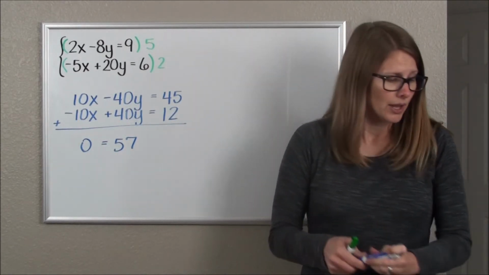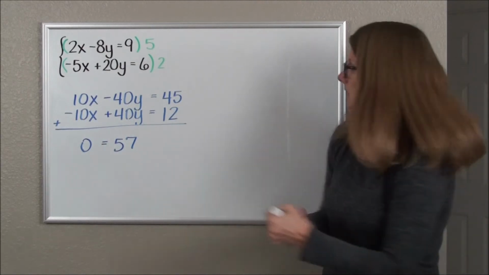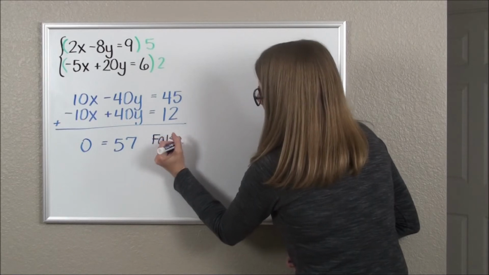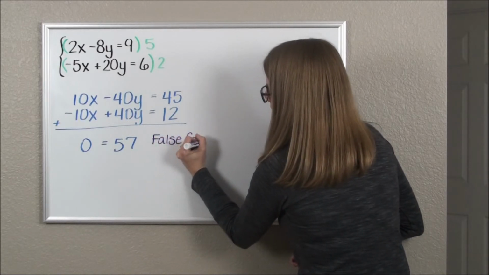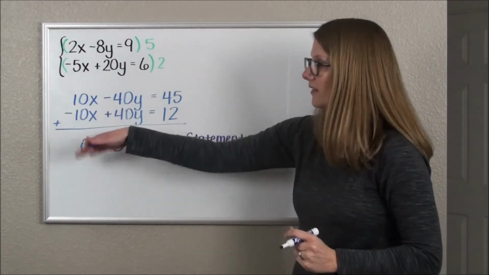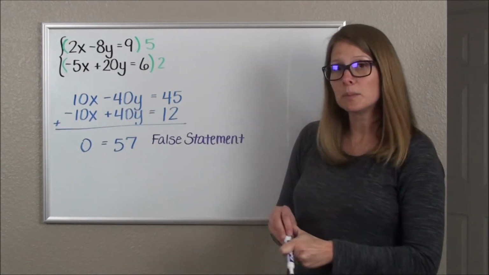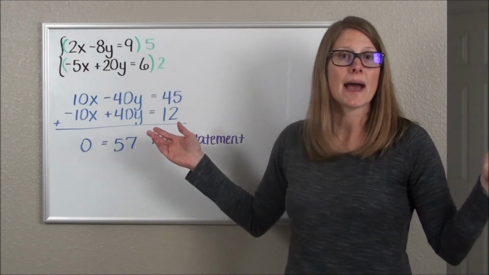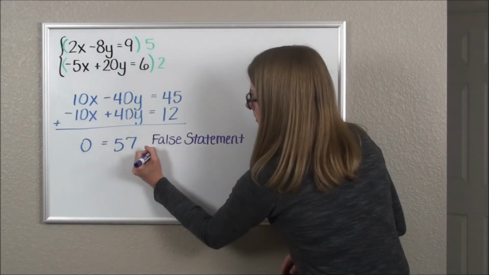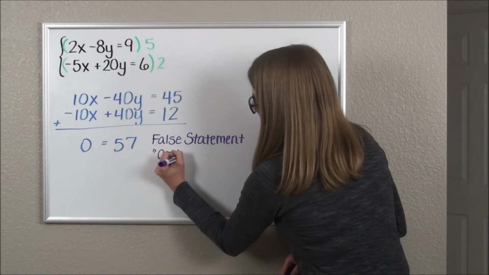That's not true. That's a false statement. So this here is a false statement. This is not helping me solve for x or y because x and y have both gone away. They've both eliminated. If they're disappearing, it means their value doesn't matter at all. If they disappear, they don't matter. This is going to be a false statement, which we call a contradiction.